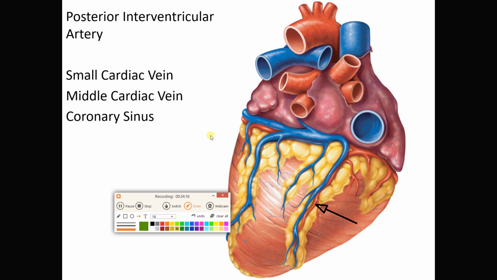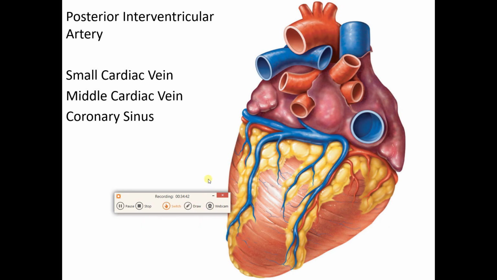I'm also going to see a vessel called my small cardiac vein and a vein called my middle cardiac vein. And they are emptying into my coronary sinus, which is right there. So we can see several of the blood vessels that are supplying and draining the wall of the heart itself.